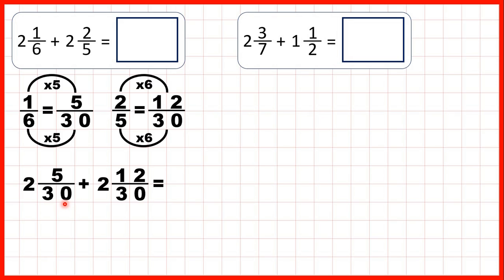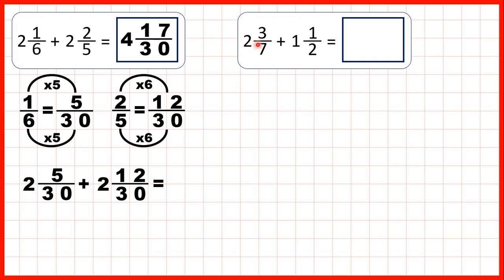Now, when we're adding mixed numbers, we start by adding the fractions. So we have 5/30 plus 12/30. That gives us 17/30, and because that's not an improper fraction, we can write that in our answer box. So remember, when we add fractions, the denominator stays the same, and 5 plus 12 is 17. Now we add our whole numbers, and 2 plus 2 is 4. So our answer is 4 and 17 over 30.